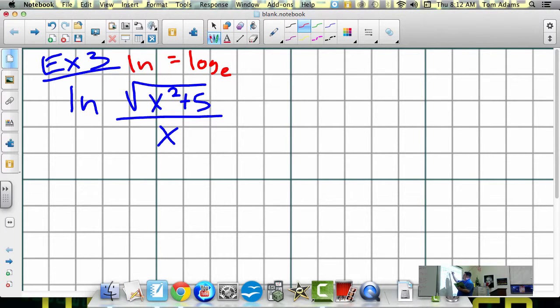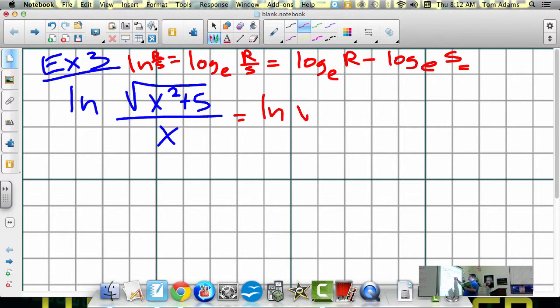Because the natural log of r over s is the same as the log base e of r over s. That's equal to the log base e of r minus the log base e of s. And that's what we're going to apply here. So you could think of it as the natural log of the square root of x squared plus 5 minus the natural log of x.